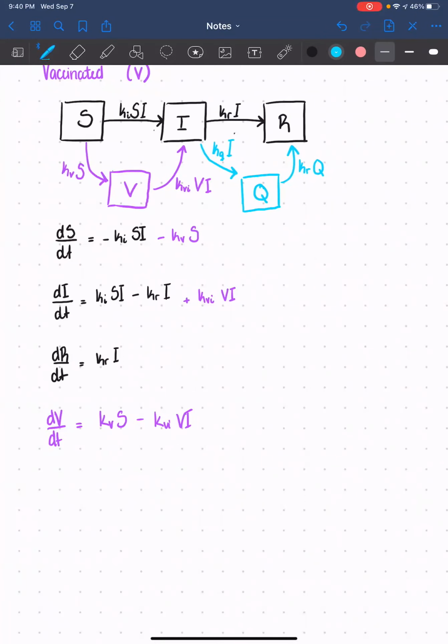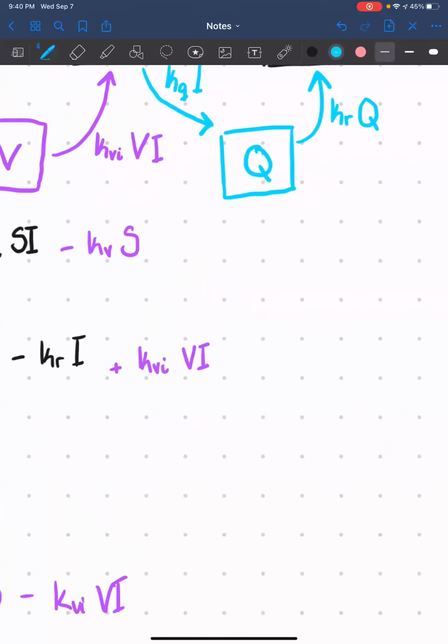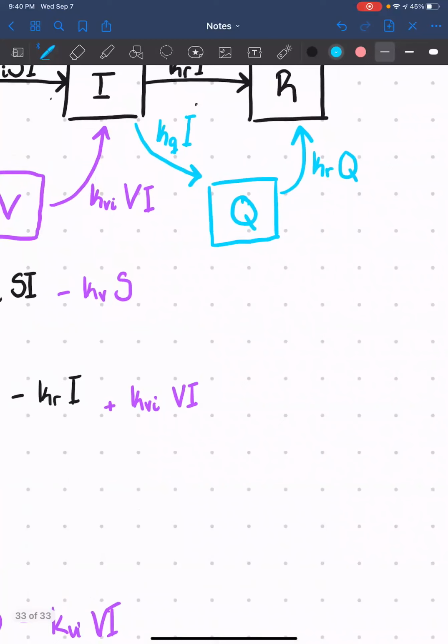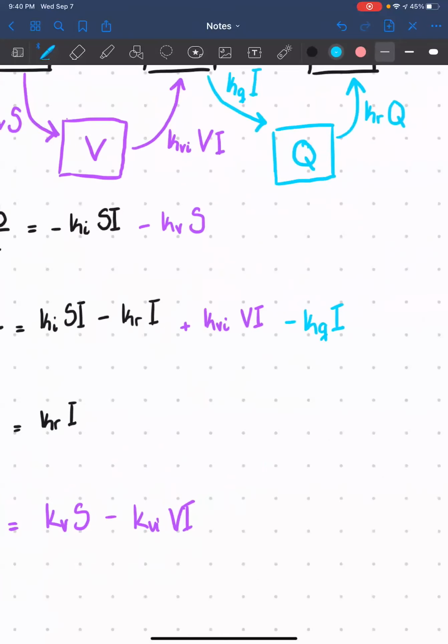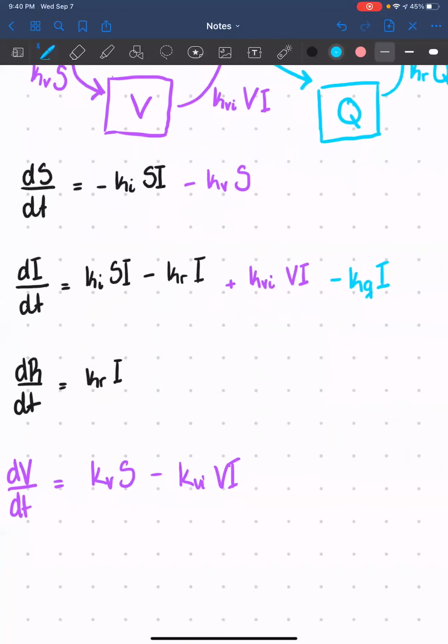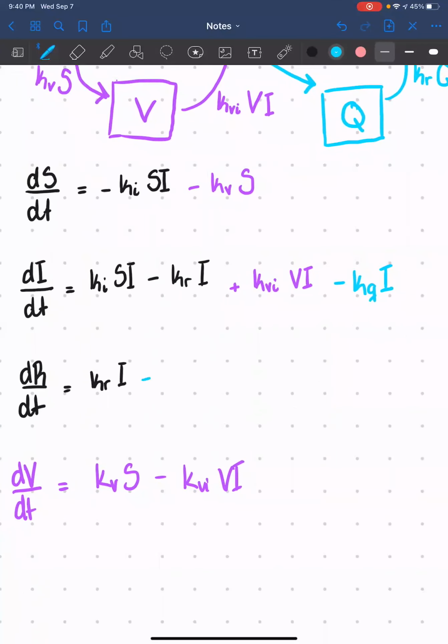So now we need to add some terms to our equations. For our first equation, dS/dt, no new arrows for S. For dI/dt, we do have a new arrow. It is leaving I going to Q, so it will be negative, and that rate is KQI. And that's our only new arrow for I. We also have a new arrow for R this time, going into R, and that is KRQ, so it's going to be positive KRQ.